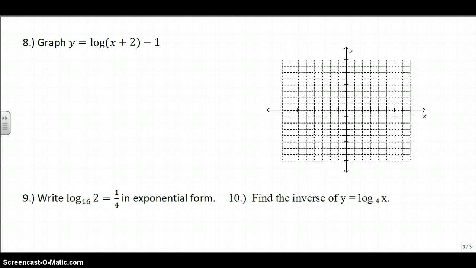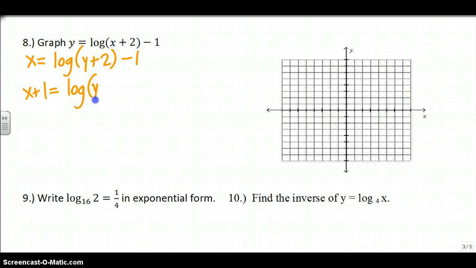So graph y equals log of x plus 2 minus 1. Well, logs are a little trickier to graph, right? So to do that, we're going to start off by flipping the x and y. We're going to work up through the inverse, all right? So let's switch the x and y. And then, of course, just to make life easier, let's get y by itself. So I'm going to add 1. So I get x plus 1 equals log of y plus 2. And then, to undo the log, I have to bump that base. Well, the base is 10 when it's not written. So we have 10 to the x plus 1 equals y plus 2.